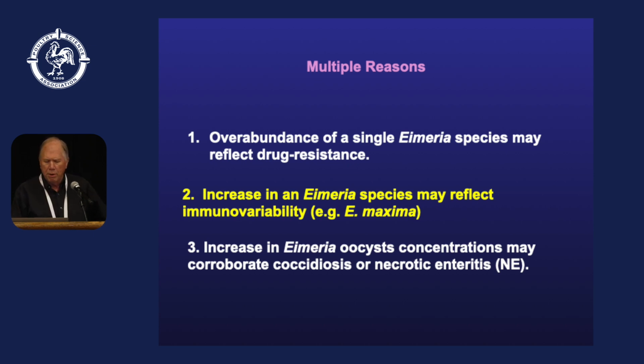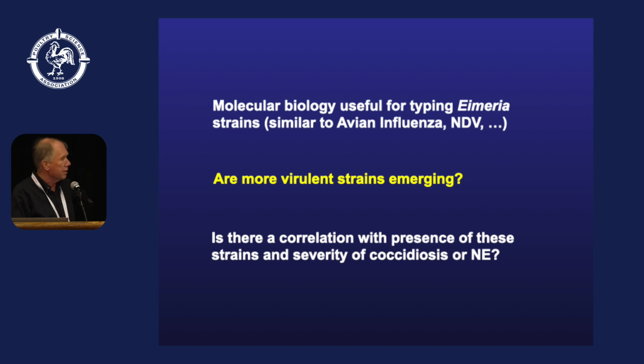An increase in Eimeria oocyst concentrations may corroborate coccidiosis or necrotic enteritis diagnostics. Molecular biology is useful for typing Eimeria strains, such as what is used for avian influenza, Newcastle disease virus, and other viruses. It's just the same technology looking for sequence identity of these species. Another question that could be answered is, are more virulent strains emerging?